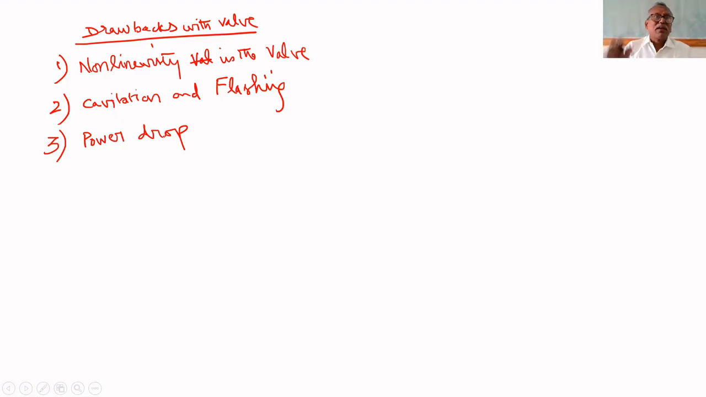Suppose you are pumping 1000 liters per hour. 1000, not 10 liters. In the lab, we have some 10 liters per hour, 5 liters per hour or 10 liters per hour. In industry, a 400 megawatt power station is there. How much liquid is required? So you are pumping 1000 LPH. So what is the electrical power you are spending? You think about it. But 50% of the power is wasted.